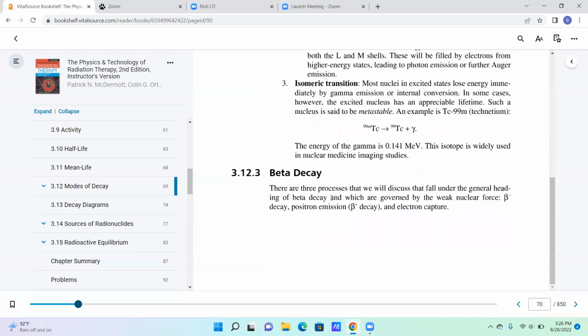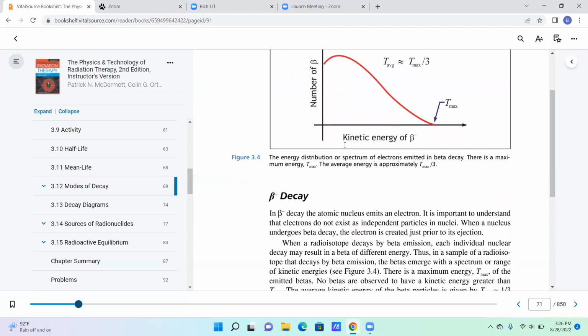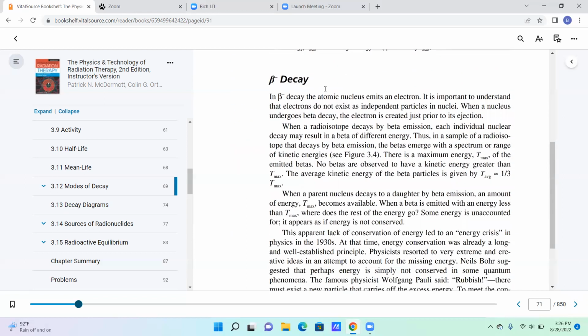Next is beta decay, and you've got three processes that fall under the heading, which are governed by the weak nuclear force. You've got beta minus decay, you've got beta plus decay, and you've got electron capture. Beta minus decay is when the atomic nucleus emits an electron. It's important to understand that electrons do not exist as independent particles in the nuclei. When it undergoes beta decay, the electron is created just prior to the ejection.